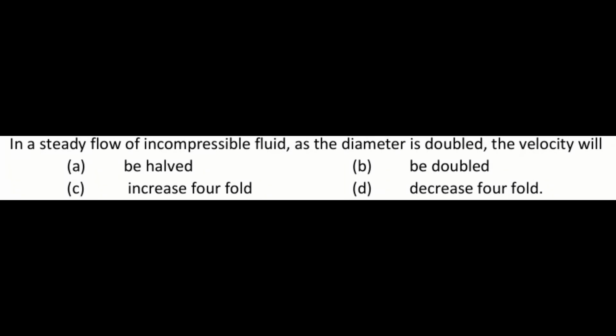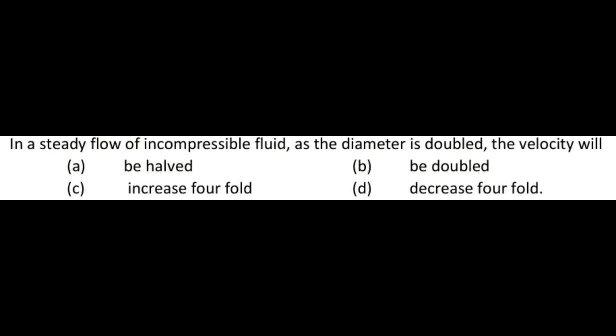Let's look at the very first question. In a steady flow of incompressible fluid, as the diameter is doubled, how much will the velocity become when the diameter is doubled? We have to find out. We have four options: it will be halved, doubled, increased four times, or decreased four times.